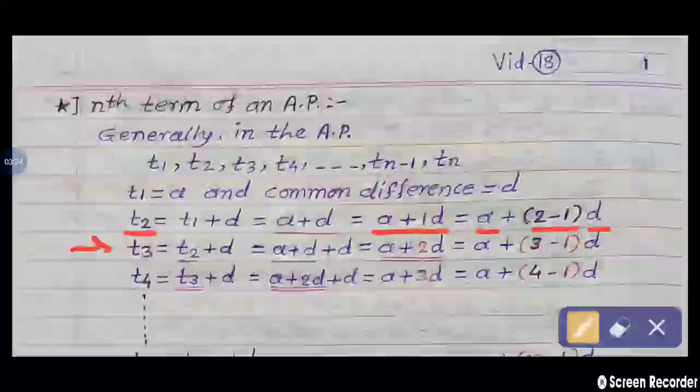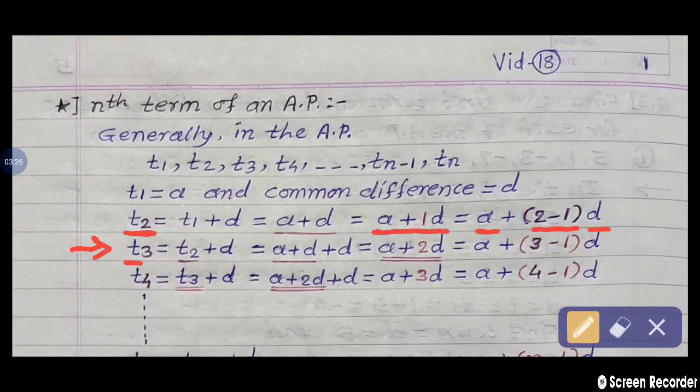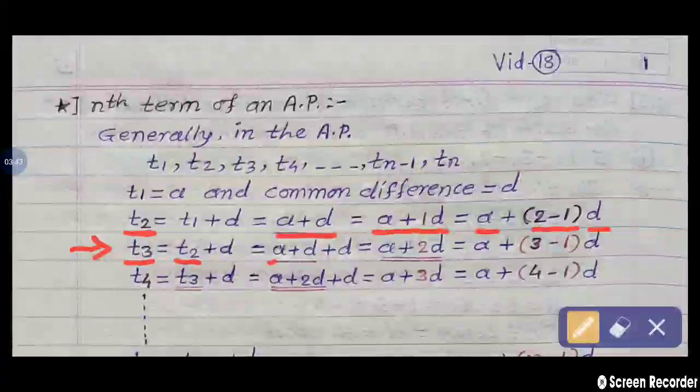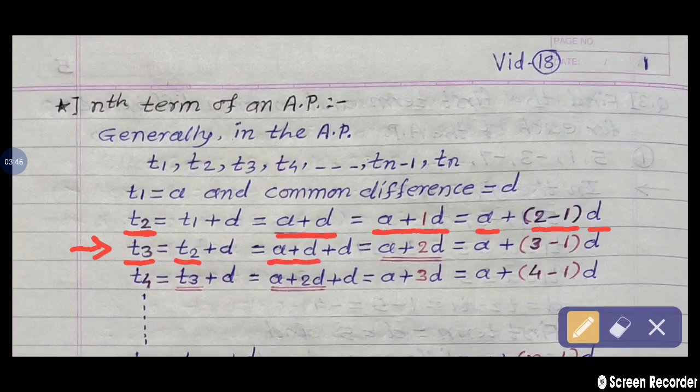Check the next term, how to find the third term T3. T3 is equal to the previous term T2 plus the difference. But check, what is the value of T2? T2 is nothing but, as in the previous step, A plus D. That we are substituting here, the value of the second term, A plus D, and one more time addition of plus D. So A plus D plus D means two times we are adding the difference. So in the next step, we are writing A plus 2 times the difference.